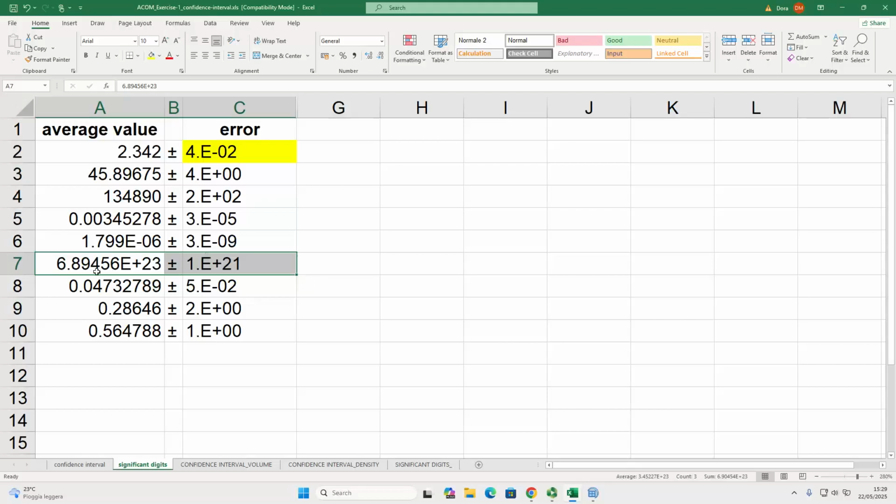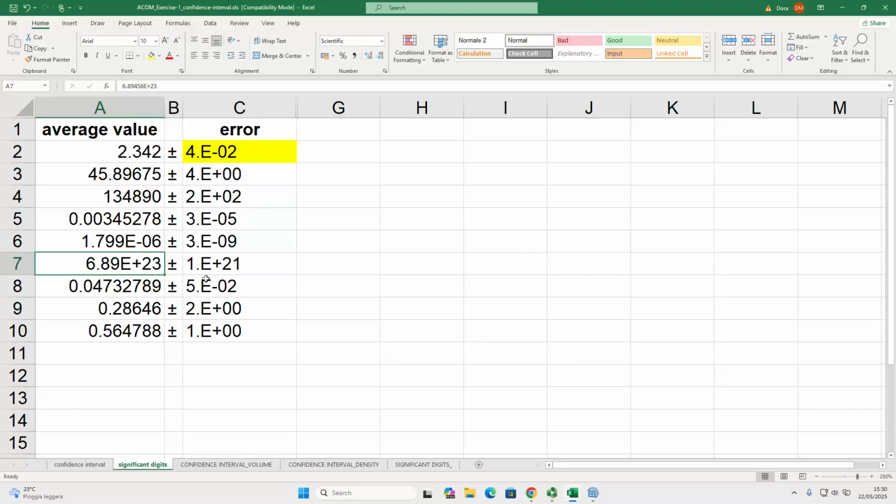So have a look to this. Tell me, this number 6 is significant? Yes. Why? It is 10 to the power 23, higher than the other. Okay. The number 8? Yes. To the power 22. The number 9? Yes. The last. How many significant digits could I give to the average value? 3.